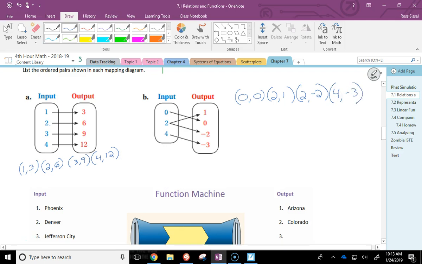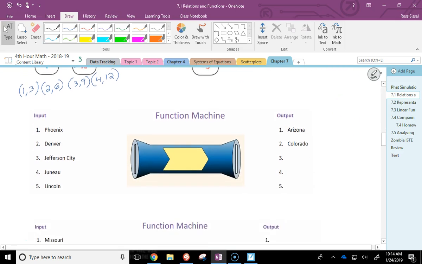Okay, you will have to be doing this. So you're seeing the way we're writing an ordered pair, X is your input, Y is your output. Let's look at this example. If I have a function machine, and I look at my inputs, Phoenix, Denver, Jefferson City, Juneau, Lincoln. Does anyone know what those are? Capitals. Yeah. They're capitals. So these are all capitals.